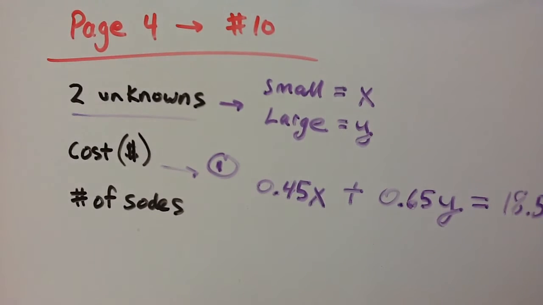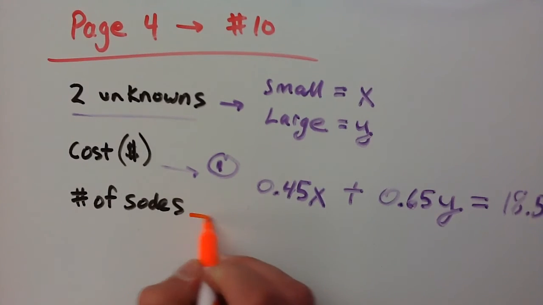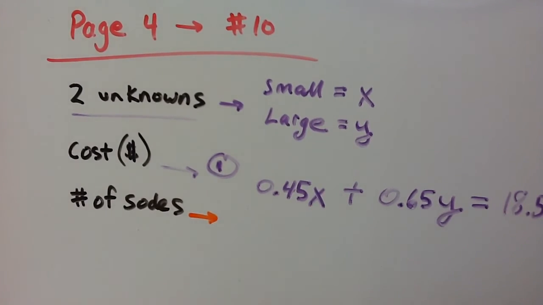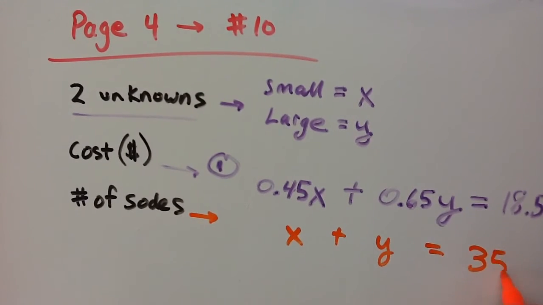Now my second equation should be talking about the number of sodas. So what does it say about the number of small sodas? Well, I sell how many small? I don't know, right? That's my unknown. But I sell some number, which is x, plus some number of large equals how many total? How many total sodas were sold? 35, right?